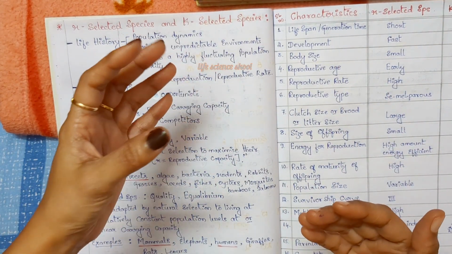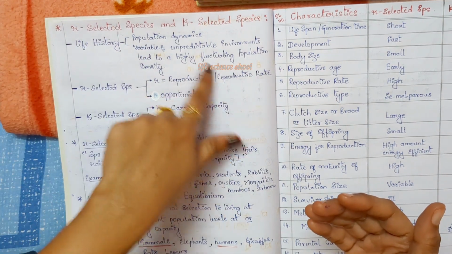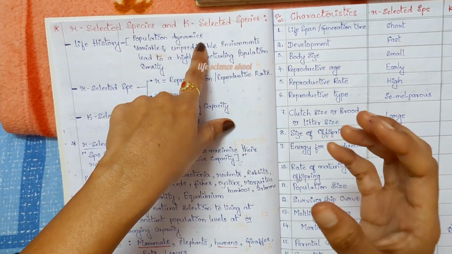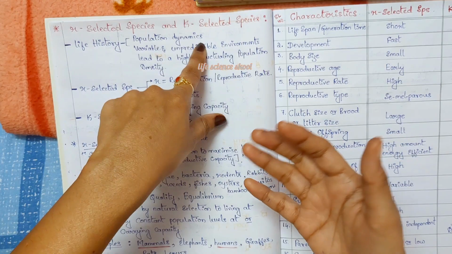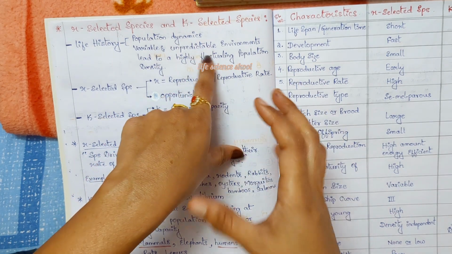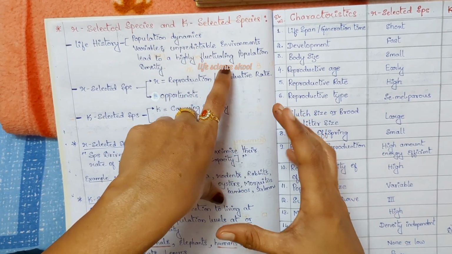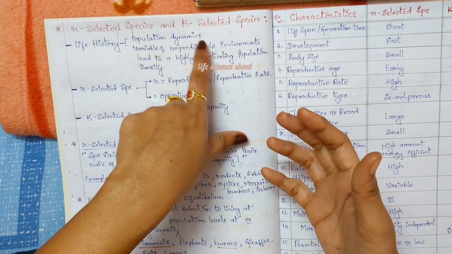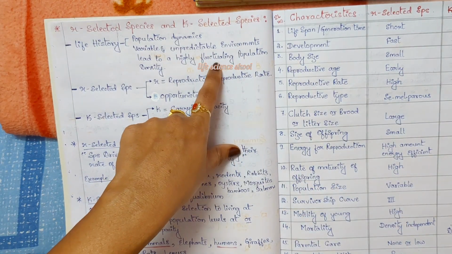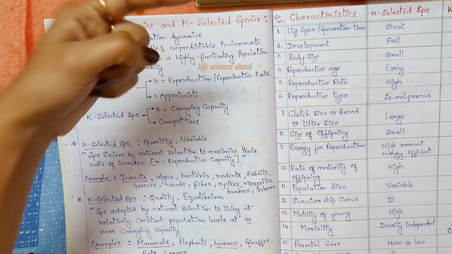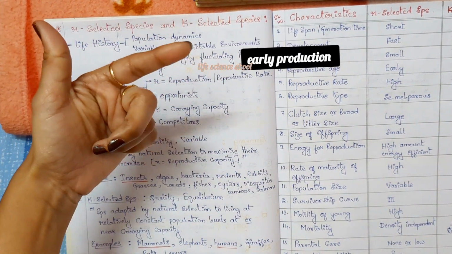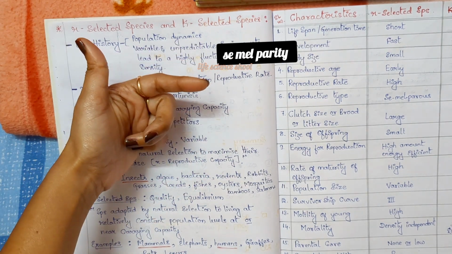Next, moving on, these conditions select for a high intrinsic growth rate. First, we will look at what intrinsic growth rate is. Intrinsic means inside. If you define it theoretically, it is the maximum rate of increase of a population per individual. So this condition selects for a high intrinsic growth rate, which is achieved by a distinctive life history strategy consisting of rapid development, small body size, early reproduction, semelparity and a short lifespan.